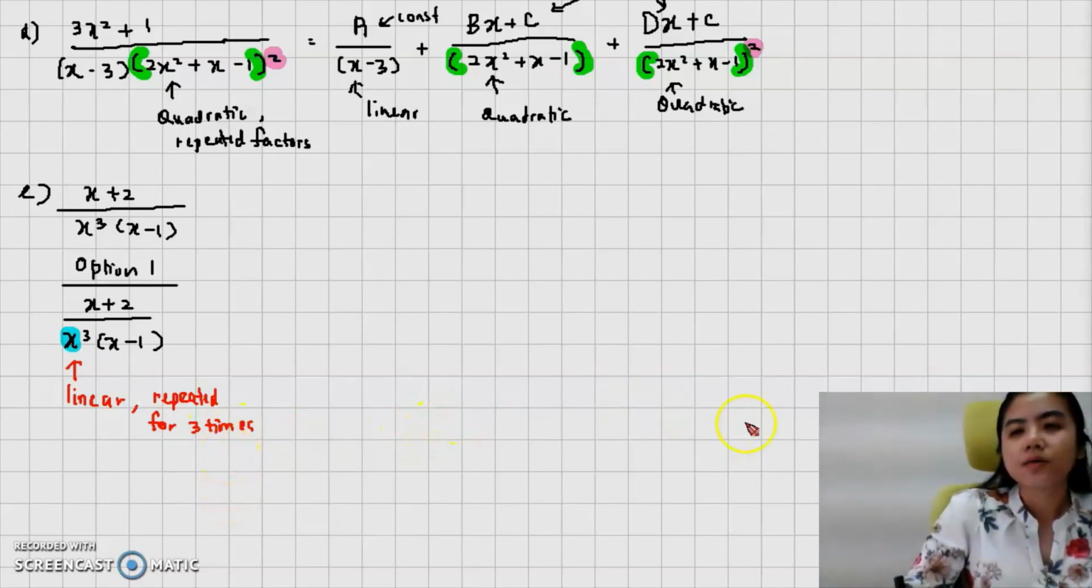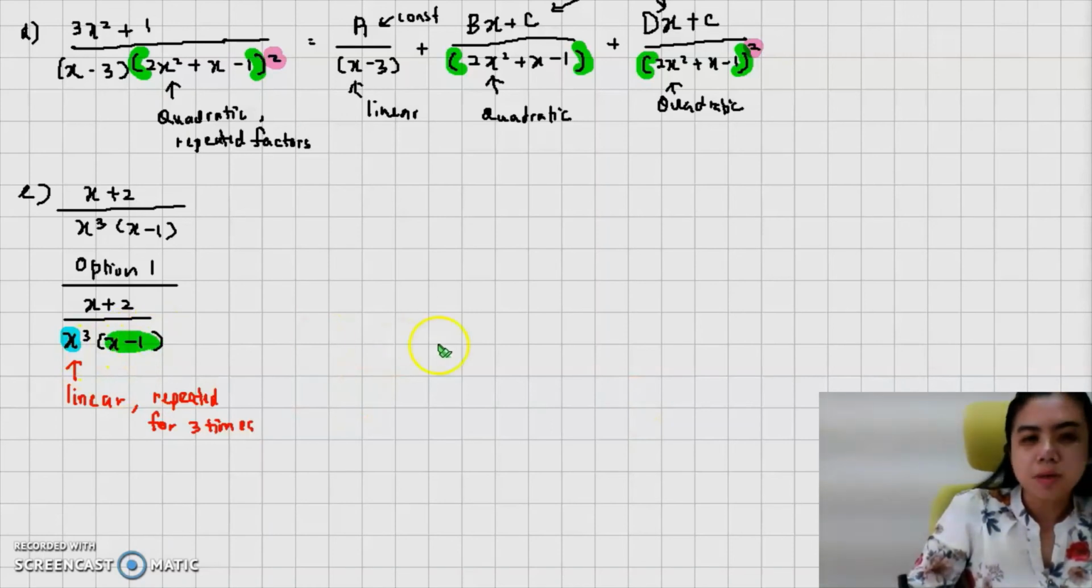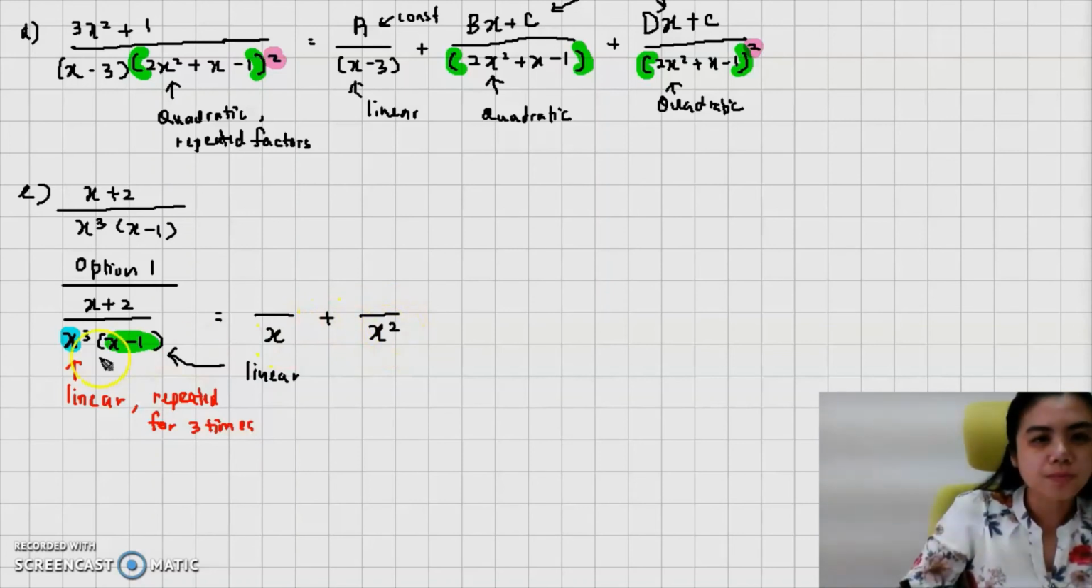And we have another one. Of course, this one we have no argument. This must be linear. Let us see what happens if we consider x power 3 as linear factors. So what you have to do is, since this is linear, you have to write x, and then x power 2, and until x power 3.